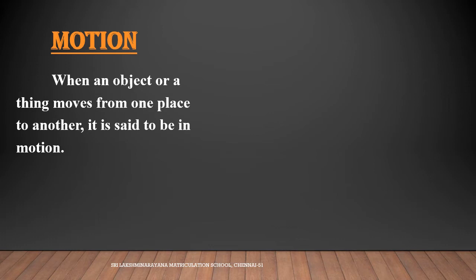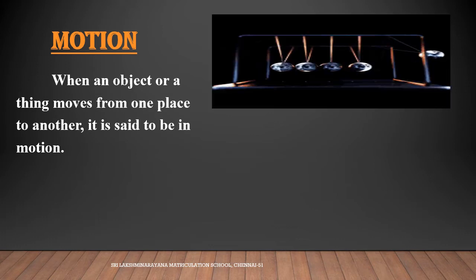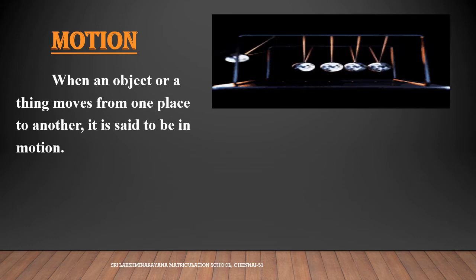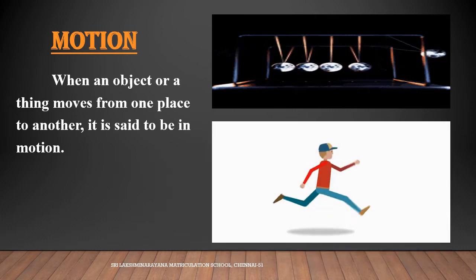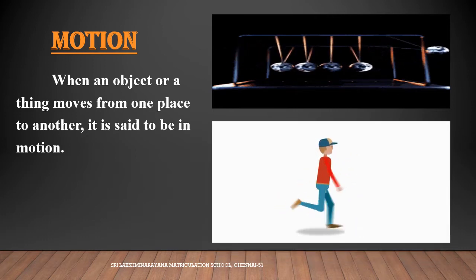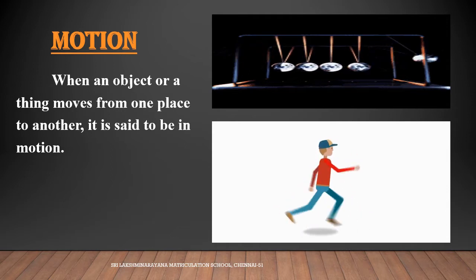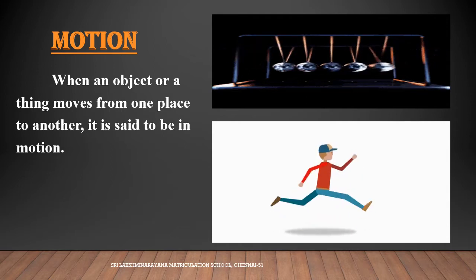Now, let's see about motion. When an object or a thing moves from one place to another, it is said to be in motion. In the first picture, you can see a pendulum moving to and fro. In the second picture, you can see a man walking from one place to another place.